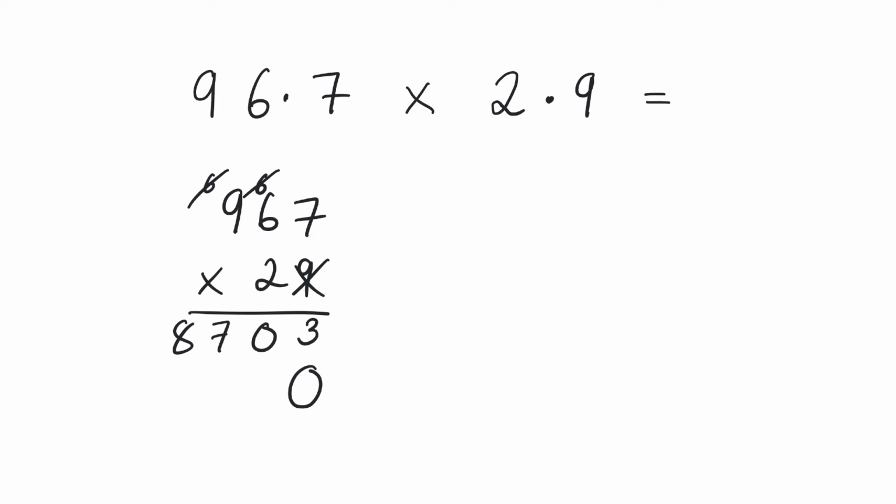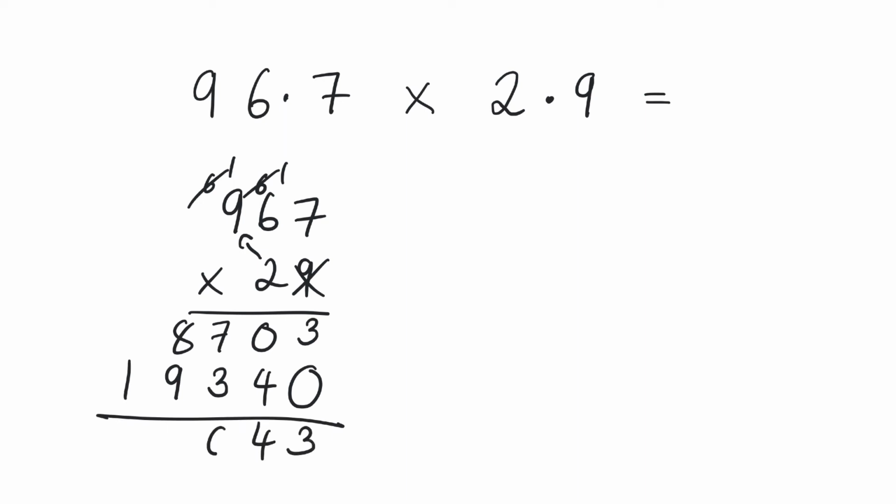2 times 7 is 14. Carry the 1 there. 2 times 6 is 12. Add 1 is 13. Put the 3 there. Carry the 1. 2 times 9 is 18. Plus 1 is 19. Put the 9 there. Carry 1. Now, add up the columns. 3, 4. Okay, this is 1 add 9 is 10. Add 1, 18. Carry the 1 there. That's 2.